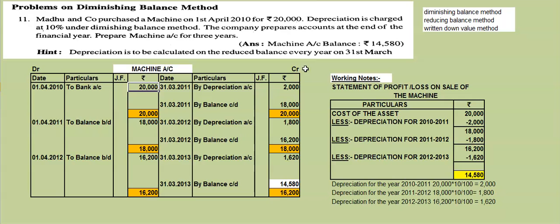So with that intention, we are reducing the depreciation. We are finding depreciation on the reduced value. What is the advantage here? In the straight line method, depreciation will be constant, and at the end of the life of the asset the value will become zero. But in the diminishing balance method, the asset value cannot become zero. Something will remain.